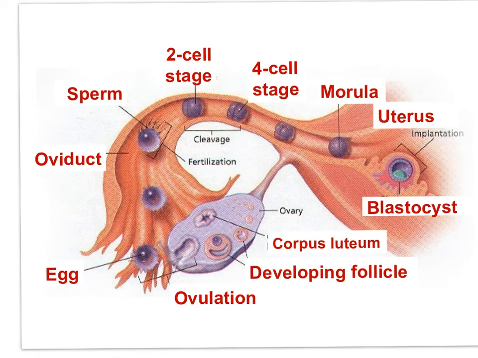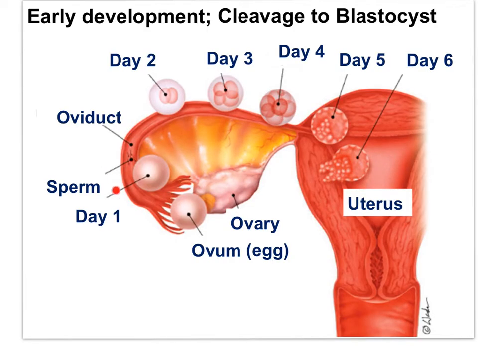In this image, we can see mitotic cleavage as the embryo makes its way down the oviduct, and then the implantation of the blastocyst in the uterine wall. In this image, following fertilization, the events of mitotic cleavage are labeled by the day. The blastocyst, a very young embryo, implants on the uterine wall approximately day 6 after fertilization.